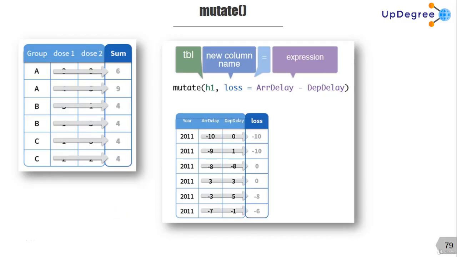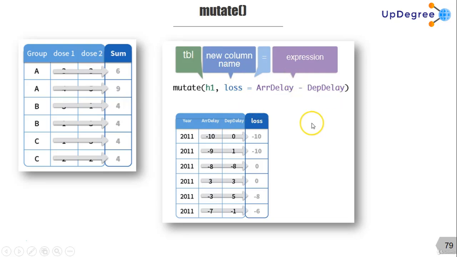Now let's talk about the mutate function. What it does is create a new column from an existing column. So suppose in this data frame we have two columns, like those 1 and those 2, and you want to create a new column called sum, which is nothing but those 1 plus those 2. Then it would create the sum.